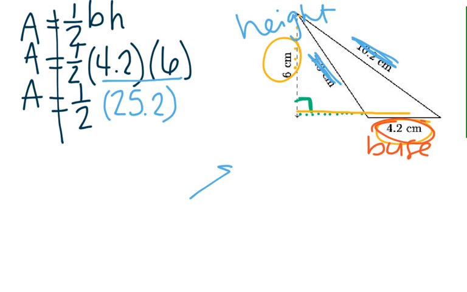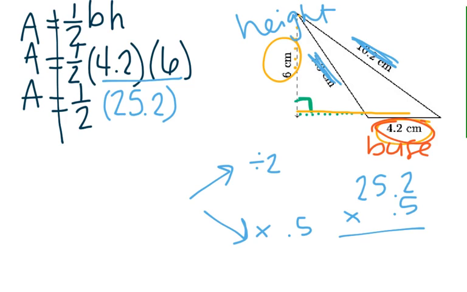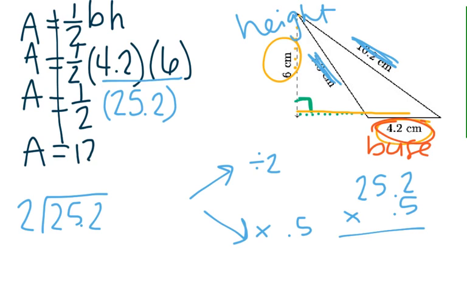So we want half of 25.2. Remember, two ways to find 1/2. You can divide by 2, or you can multiply by 0.5. So again, I could do 25.2 times 0.5, or I could do 25.2 divided by 2. It's going to get me the same answer either way. So my final answer would be A equals 12.6 centimeters squared because it's area.